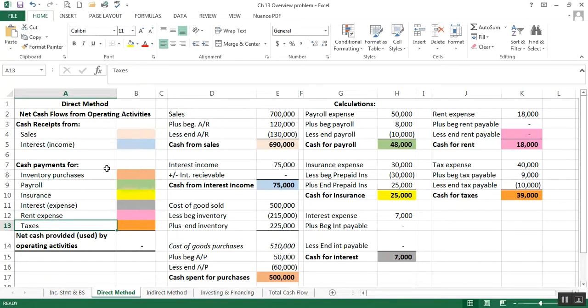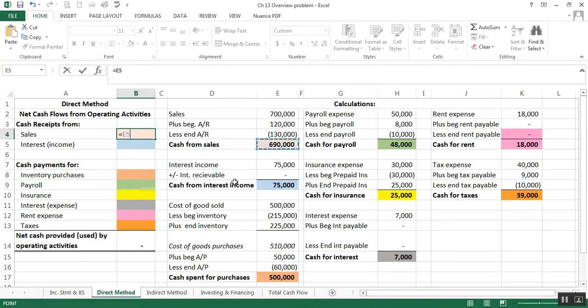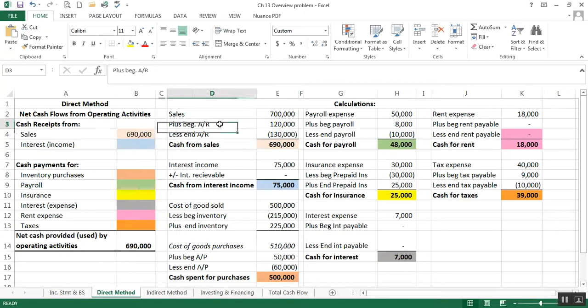Now let's see how to calculate these. So again, we're starting with the income statement line item. In this case, it's going to be revenue. And then we're going to add our beginning AR and subtract our ending AR. Okay? And that's going to give us our cash from sales. So I know I told you add beginning, subtract ending. Well, let me tell you the theory about that.